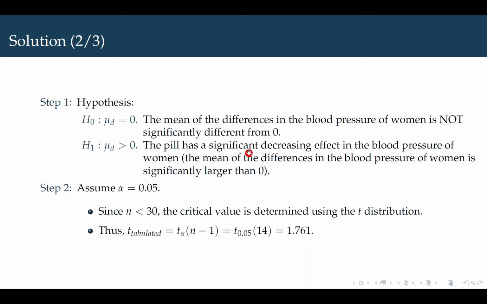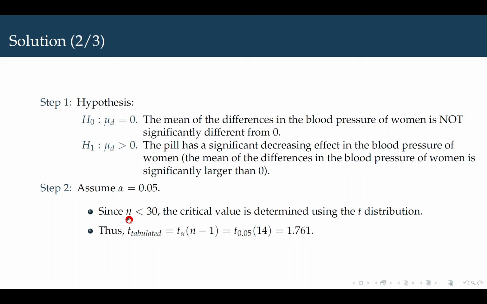That means the pill has a significant decreasing effect in the blood pressure of women, or the mean of the differences in the blood pressure of women is significantly larger than 0. Then once we state the null and alternative hypothesis, next we have to state the level of significance and obtain the tabulated or critical value. And here the level of significance is not specified, so let's consider a 5% significance level.